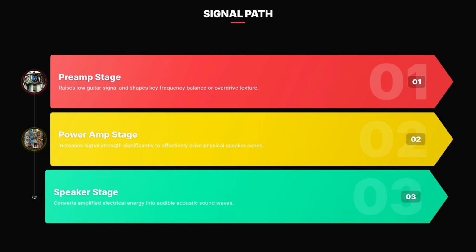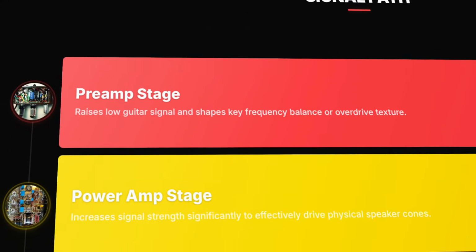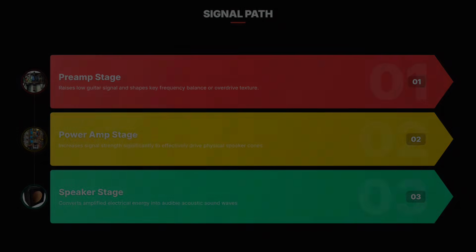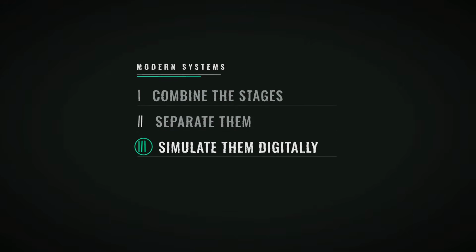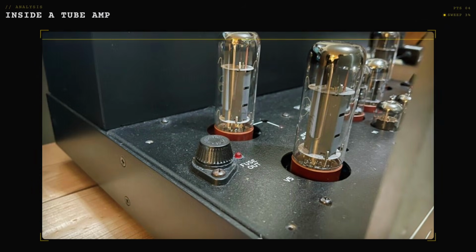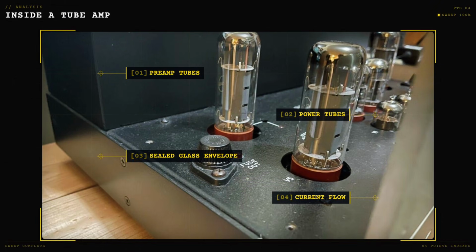The preamp raises the guitar signal and shapes its frequency balance or distortion. The power amp increases that signal enough to drive a speaker. The speaker converts the electrical signal into sound. Modern systems may combine these stages, separate them, simulate them digitally, or replace the physical speaker with a direct recording output. Tube amplifiers use vacuum tubes in the preamp, power amp, or both.